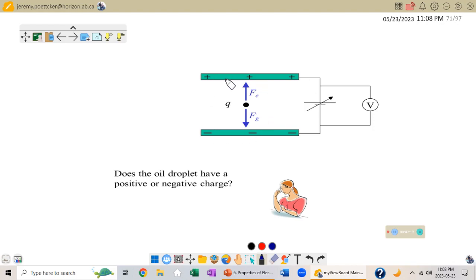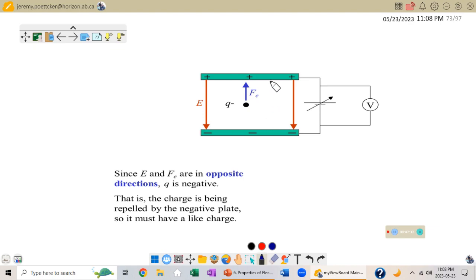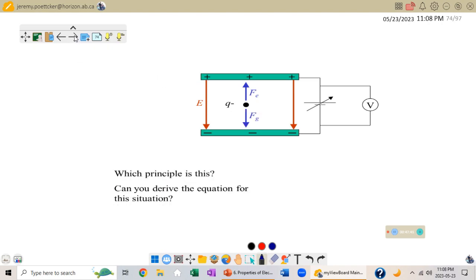Given this situation right here, what kind of charge does the oil droplet have? Now we got to think about it. If Fe is pulling it up towards positive, it's got to be negative. We could also think about, well, electric field goes from positive to negative. If Fe is moving in opposite directions, it tells us that q is negative. Both get us to the same point.